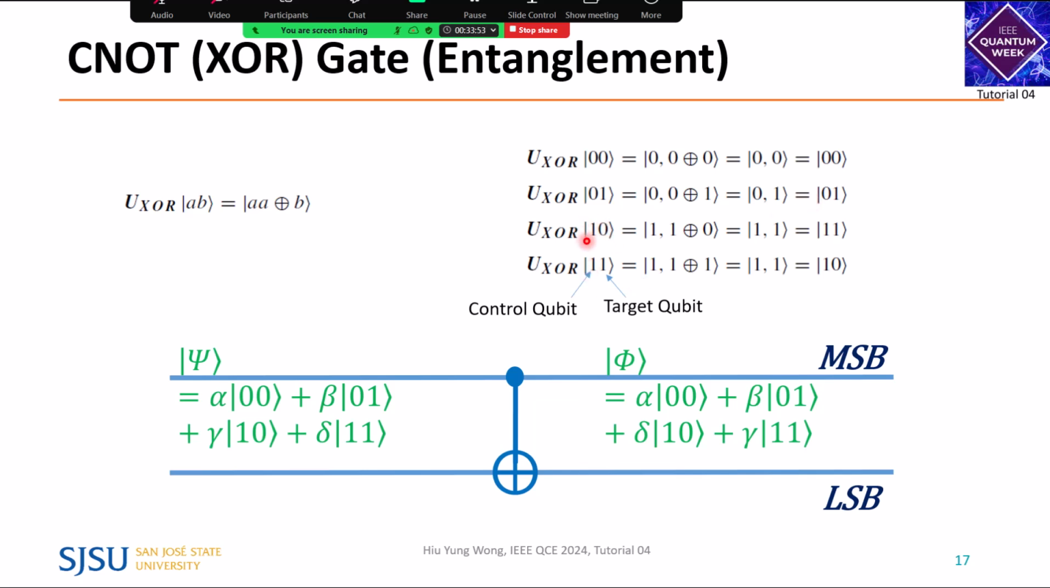But if the first bit, which we call the control qubit, is 1, it's going to apply a negation to the second qubit. So for 1, 0, because the first is 1, it's going to make the 0 into 1. So 1, 0 becomes 1, 1. And 1, 1 becomes 1, 0. Okay, so this is the so-called controlled NOT gate.